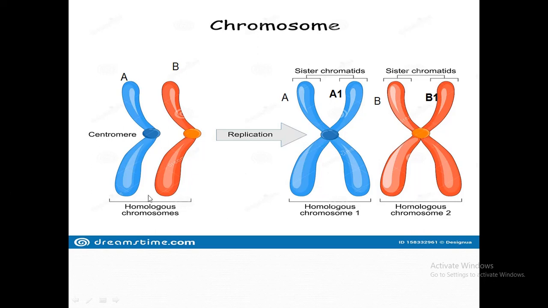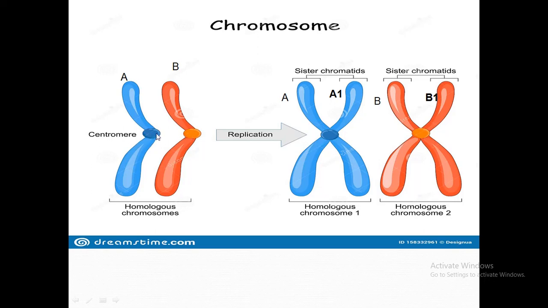Okay, right. Now let's see what are homologous chromosomes. Now we have 23 pairs of homologous chromosomes in case of man. Homologous chromosomes are the chromosomes which are similar in length. They should be similar in length, and have the same position of centromere.